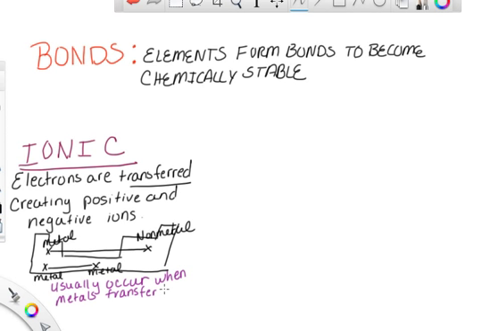That's transfer. To nonmetals. Or when metals transfer electrons to metals. And to save space, I'm just going to put an E- for electrons.